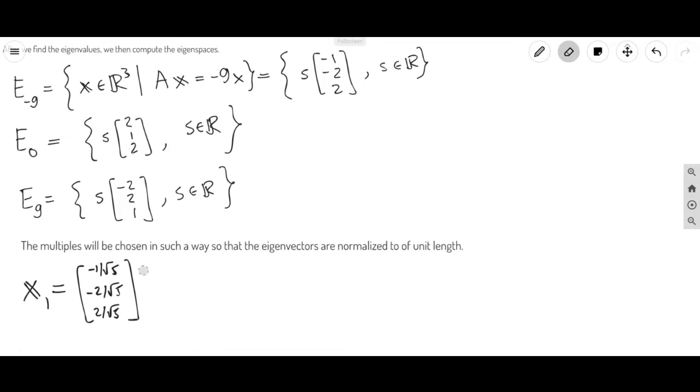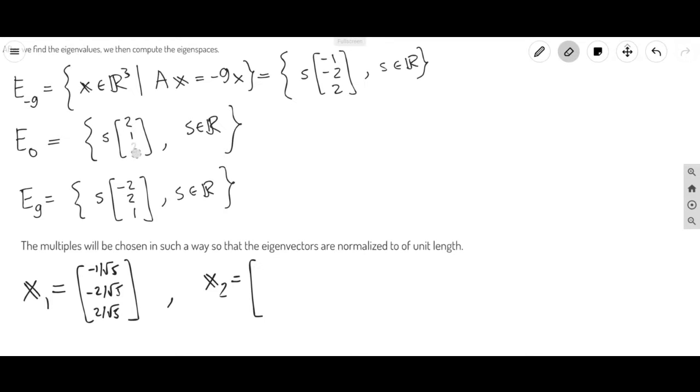Because as you can see, this is just a multiple of this one. The multiple for S that you're picking is 1 over the square root of 5. If you want, you can also pick the negative of that number as well. That also works. And then you can pick x2, and it's up to you how to do it.